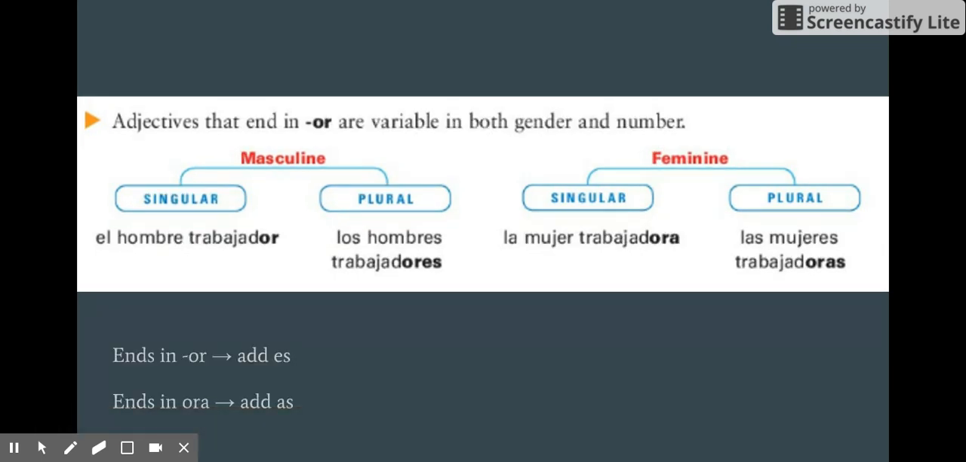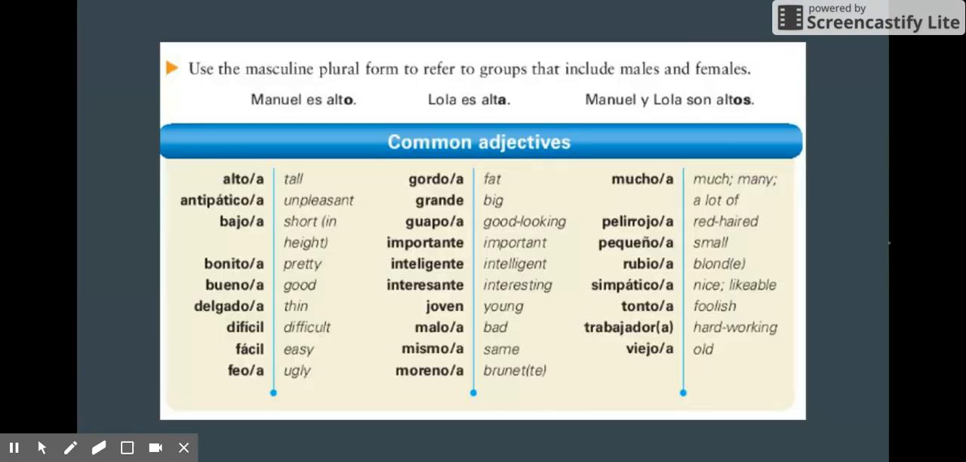Adjectives that end in OR kind of change. If it ends in OR, like trabajador, you add an ES to make it plural. That would be the masculine. If it's feminine, ends in ORA, trabajadora in this case, a worker, you would add an AS at the end to make it plural, trabajadoras.